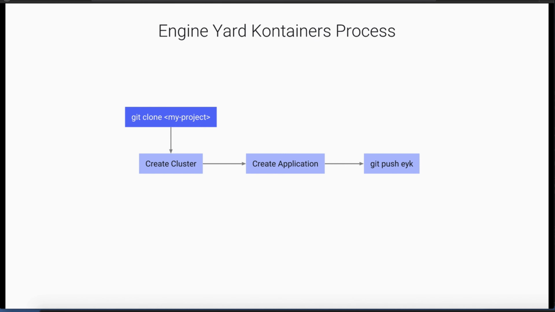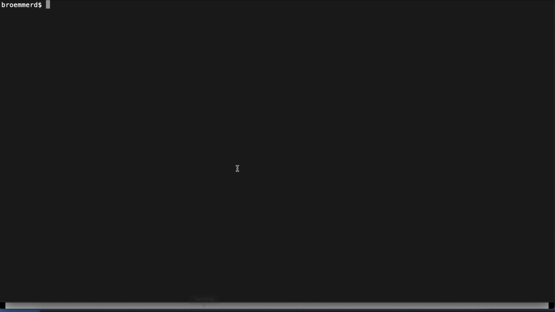Okay, so here is the process. Now, I show the git clone in the darker blue. That is the same step from before. You're still going to clone your project, but from here, the process is super simple. You create a cluster, which is a geographic region and a VPC that your apps run in. Create your application, which maps to your Git repo, and then do a git push. That's literally all you have to do. So let's take a quick look.